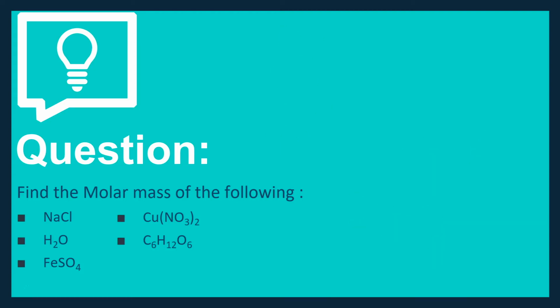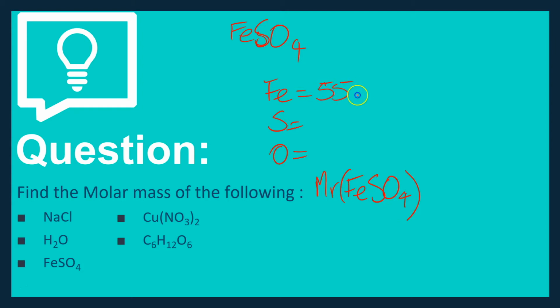Okay, so let's go to our third one now. So our third one is FeSO4. So we need to know the masses for 3 different elements this time. So we need to know for iron, which is Fe, sulfur S, oxygen O. And then we're going to work out the molar mass of FeSO4. So iron is 55.8, sulfur is 32.1, and oxygen, like we already said, is 16.